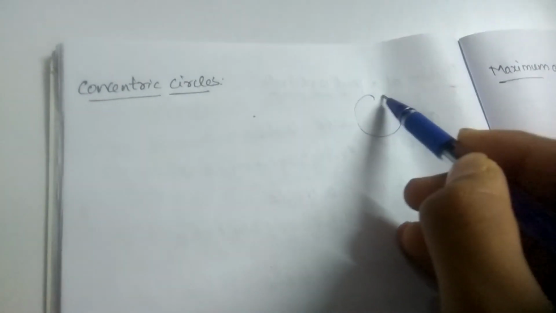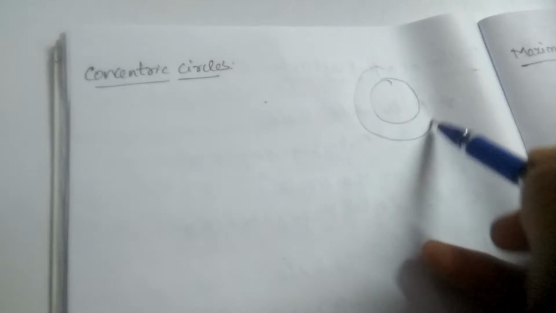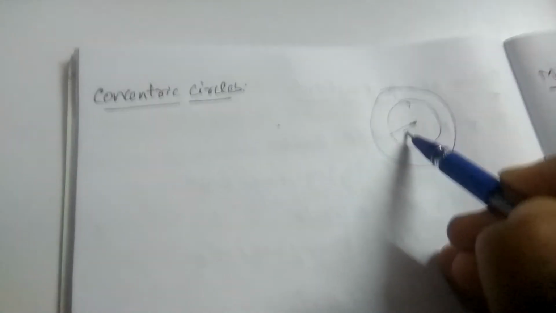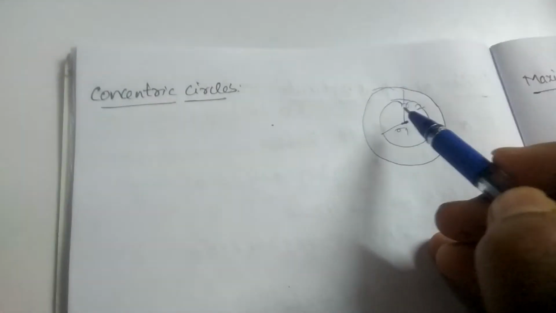Now coming to the next important topic, the concentric circles. What are the concentric circles? If two circles are formed at the same center but have different radius r1 and r2, these are called concentric circles.